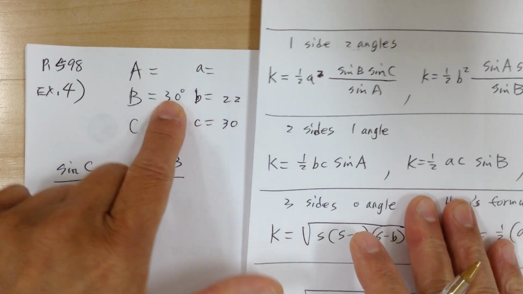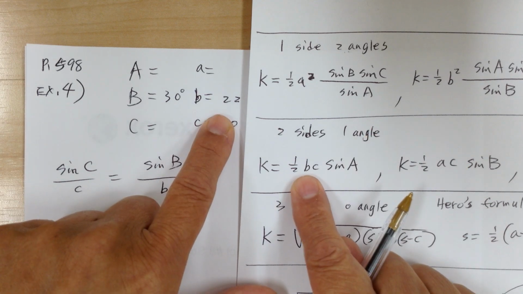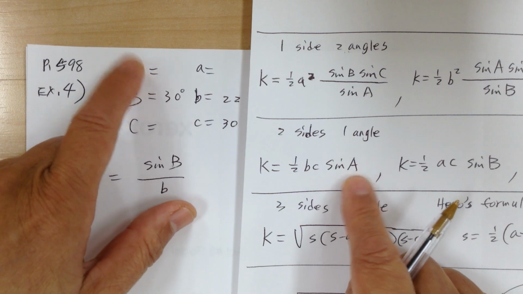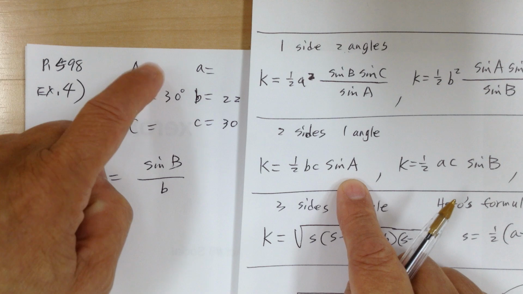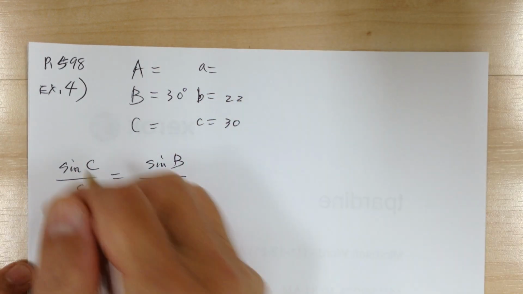Again, right now you got two sides and one angle, and the two sides are b and c, but you need to have angle A. You don't have angle A, so you're missing it. Therefore you need to find angle A. So you have to do some work before you can use the formula. Okay, so let's substitute.